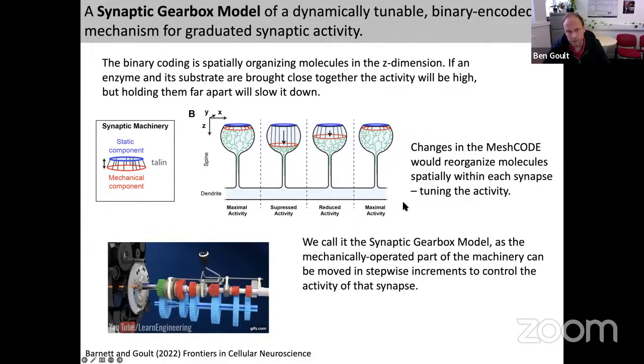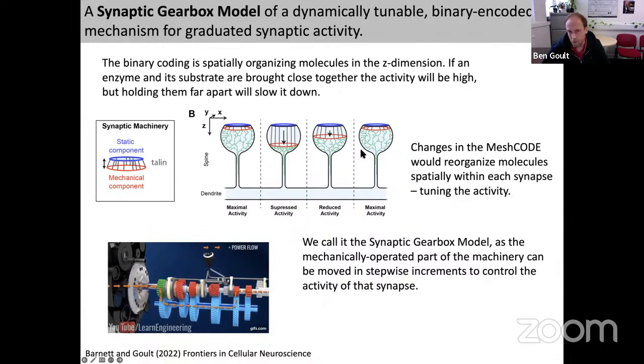So the analogy which we use, which is really nice over this side of the pond, but isn't good for all the ones in America, because you tend to have automatic transmission. But in my car, we've got a manual gear stick. And the way that a gear stick works is it moves the mechanically operated part of the machinery relative to a static part of the machinery. And in doing so, it changes the transmission through that gearbox.